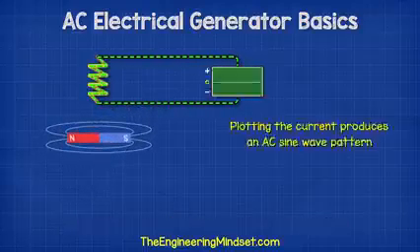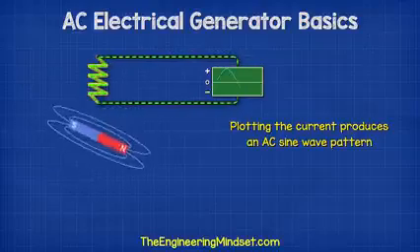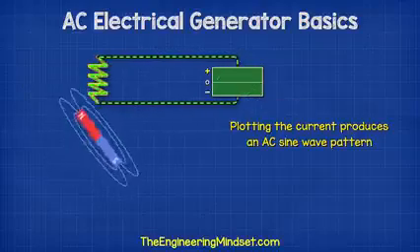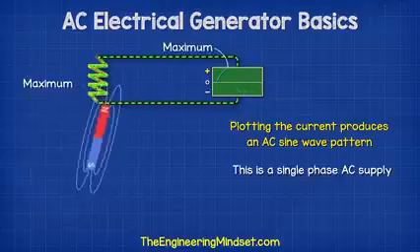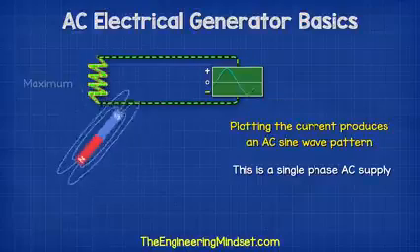And so, if we were to plot this current on a chart, we would get a sine wave with a current flowing in the positive and then the negative regions. This setup gives us a single-phase AC supply.